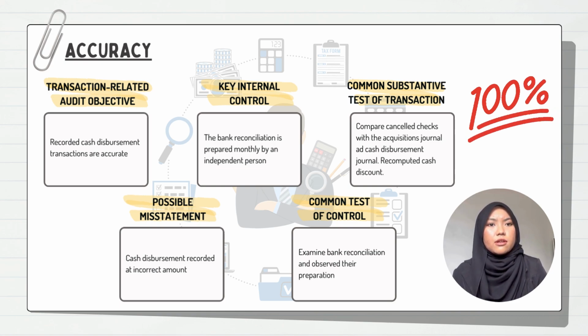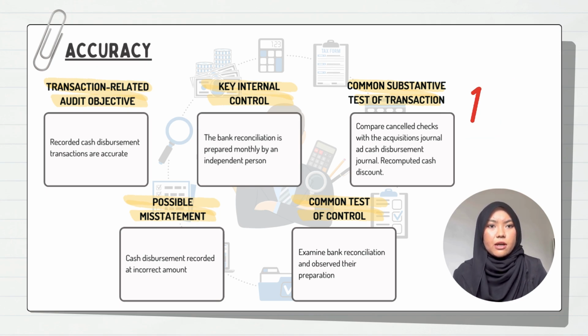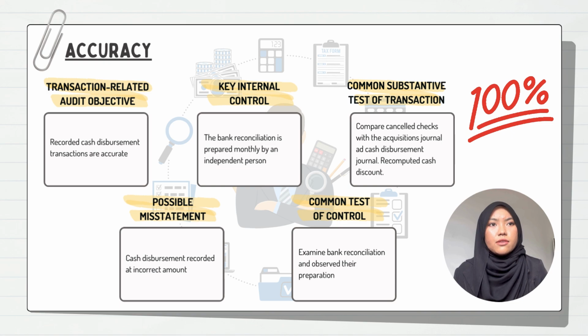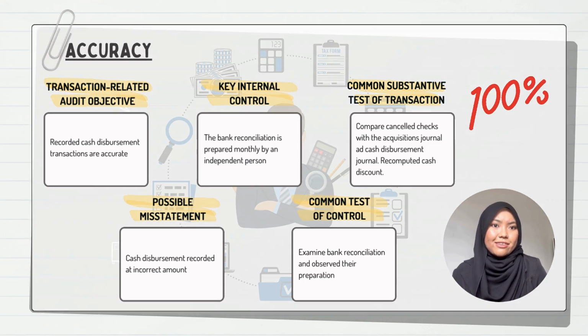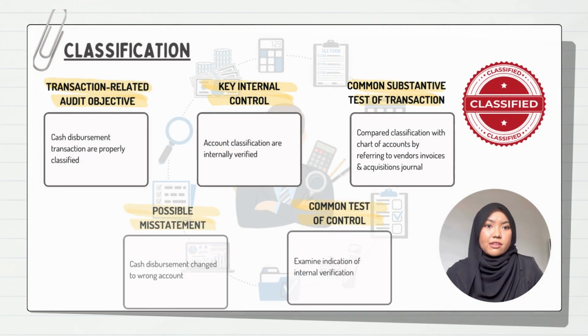The next one is the common test of control: examine bank reconciliation and observe their preparation. And the last one is the common substantive test of transaction: compare cancelled checks with the acquisition journal and cash disbursement journal, and recompute cash discount.